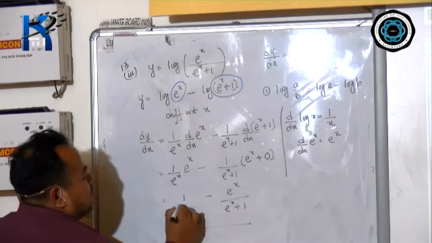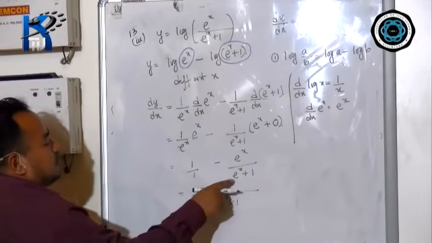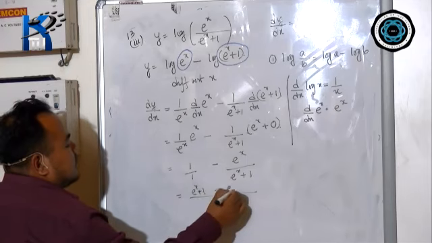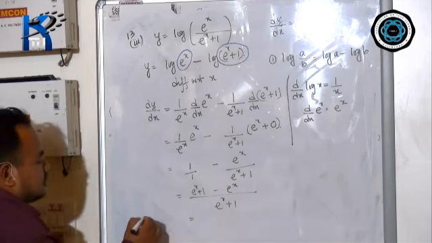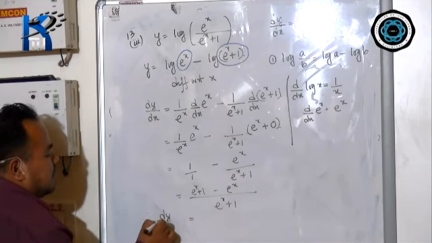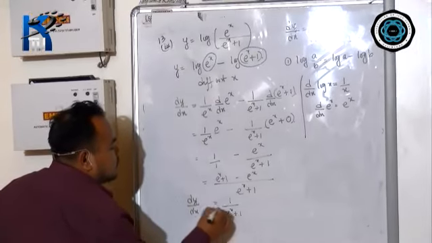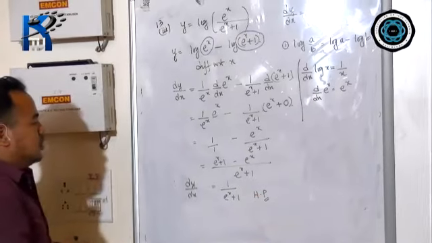So, let us find out the LCM. The LCM is e to the power x plus 1. e to the power x plus 1 into 1 will give you e to the power x plus 1 minus e to the power x. So as you can see, positive and negative get cancelled. Therefore, what is the value of dy by dx? It is 1 divided by e to the power x plus 1, and this is what you're supposed to prove. Hence, proved.